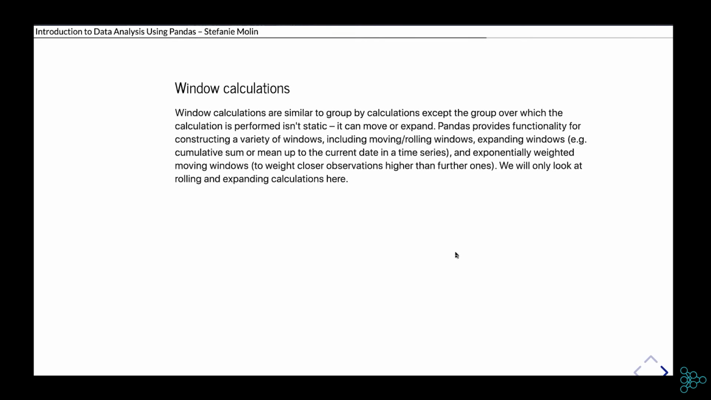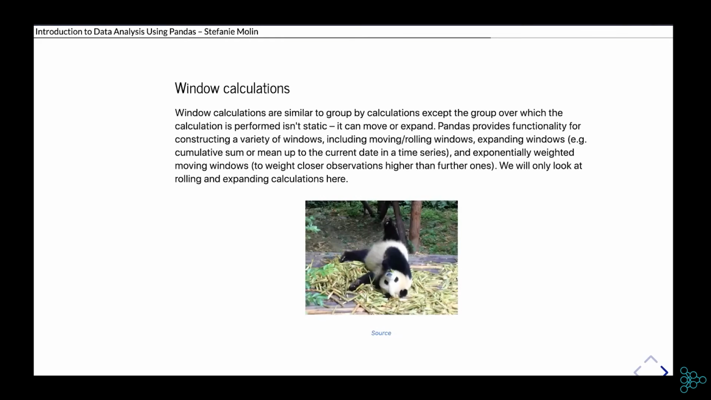So now we're going to move on to window calculations. These are going to be very similar to the syntax that we saw with group bys and also what we saw with resampling, except that what we're going to group over isn't necessarily going to be static. So in one case, we can have a moving window. We can also have an expanding window. Pandas has a variety of functionality for different kinds of windows. We're here only going to look at rolling and expanding calculations.